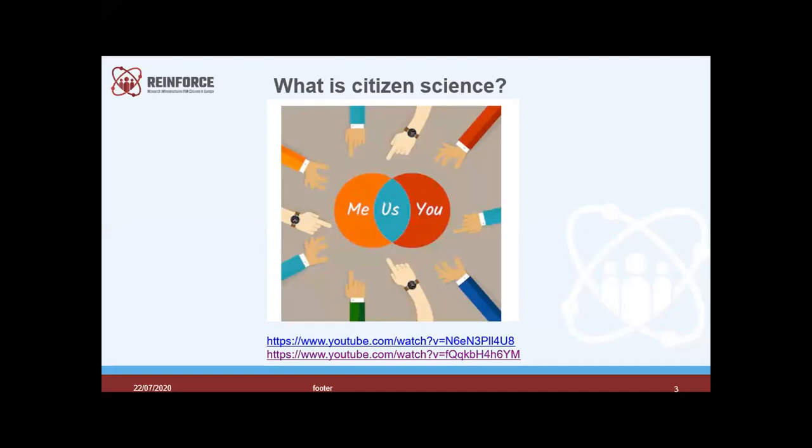First of all, it didn't start with Galaxy Zoo citizen science. Citizen science has been around for decades in various other forms, but obviously Galaxy Zoo is a good example for online citizen science where it really got started. And since we are also using the Zooniverse platform in the Reinforced project, it's nice to know that this is basically one of the key reasons why Zooniverse exists today.